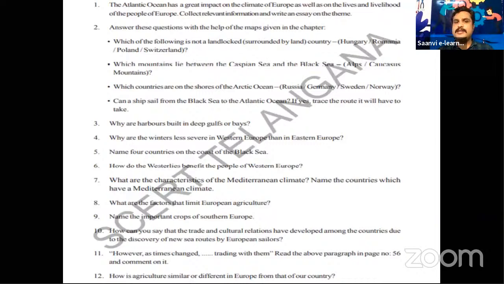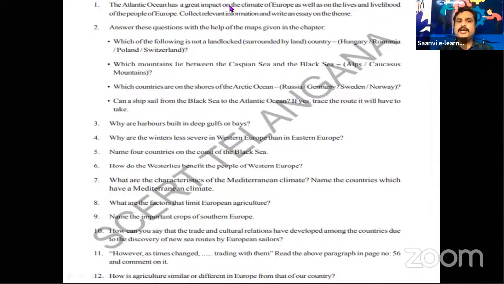And what are the factors that limit European agriculture? Climate, landforms, everything you can write. Name the important crops of Southern Europe. Just before, we have discussed the important crops of Southern Europe.